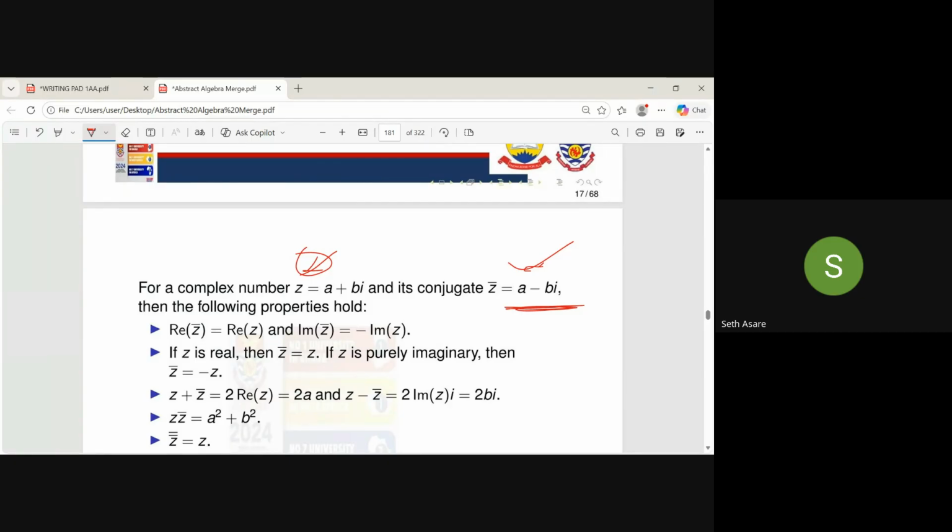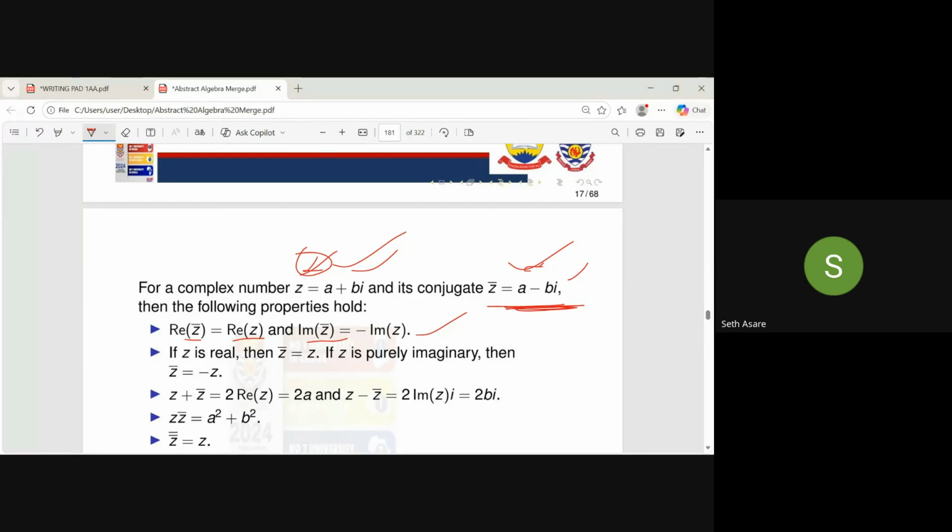Now let's look at this statement. We are saying here that the real part of the conjugate is equal to, are you okay? The real part of the original complex number. Are you okay? And the imaginary part of the conjugate is the negative of the imaginary part of the original. That is what we have said here, which is true.